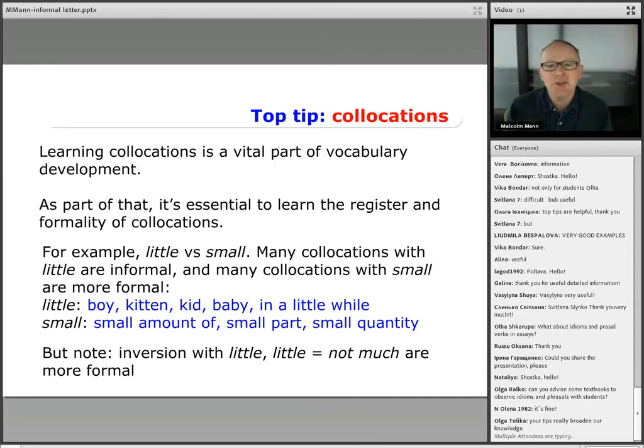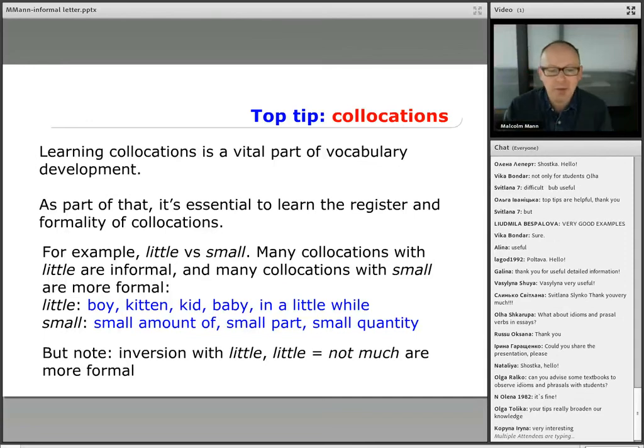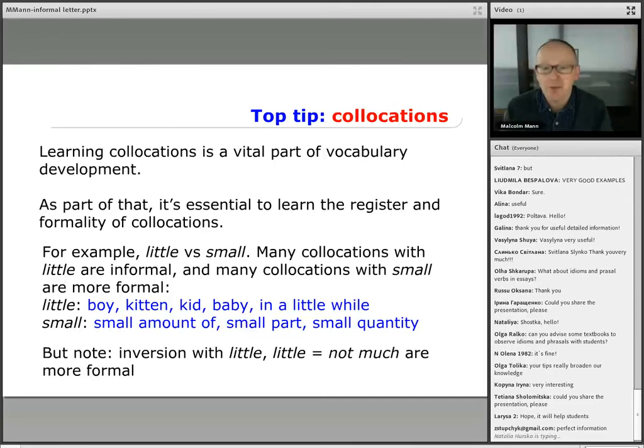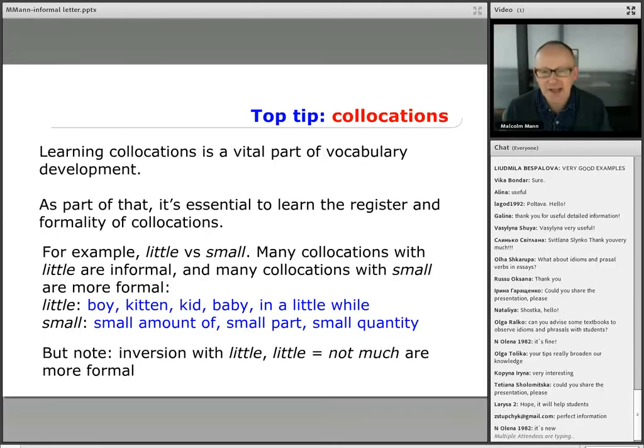So it's much better to use in essays: a small amount of, a small part of, a small quantity. There are a couple of exceptions. Inversions with little are formal. You could use, I suppose, little did I know in an informal letter because it's an idiom, but usually inversions with little are formal, and little when it means not much is formal as well. But in other collocations, little is informal and small is formal.